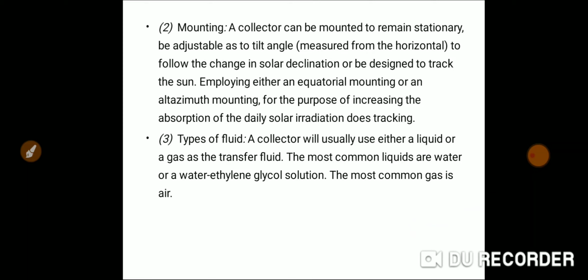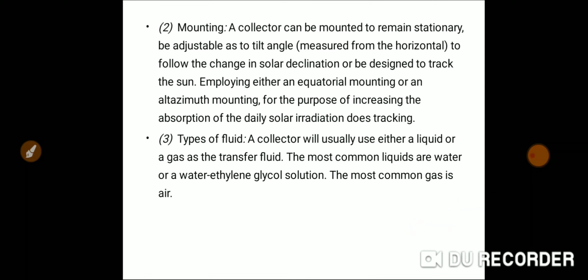Second is mountings. A collector can be mounted on some stationary, be adjustable as to tilt angle to follow the change in solar declination, or be designed to track the sun.